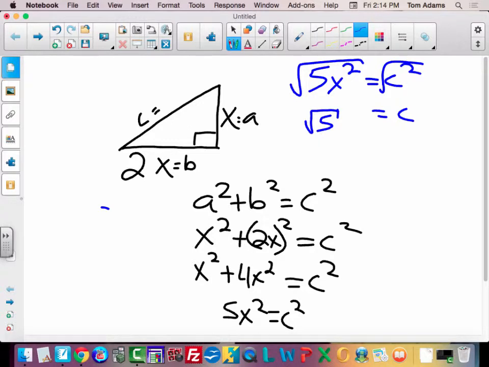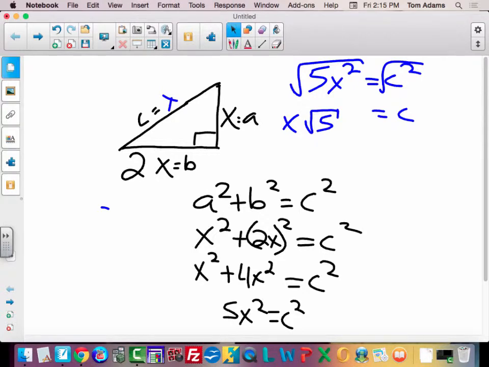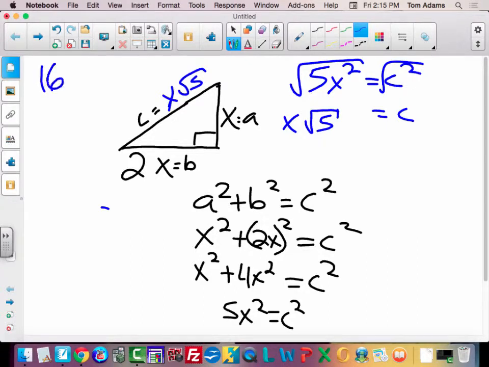x. So generally, you could write that in the front or you can write it in the back, it doesn't matter, but this is x times root 5. X times the square root of 5. And that's your answer. Problem number 16, from the homework, 1.7.